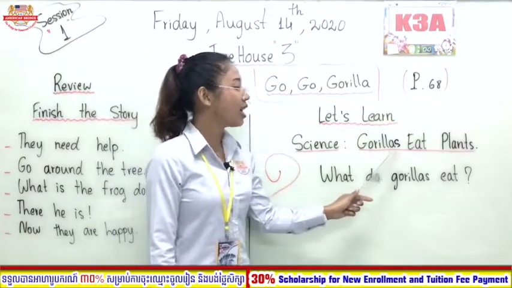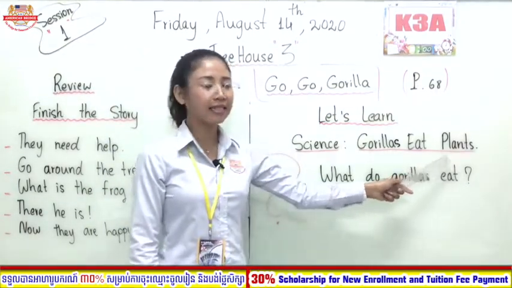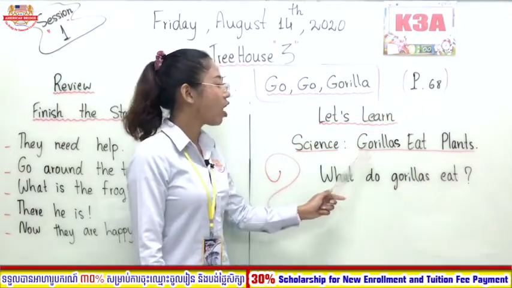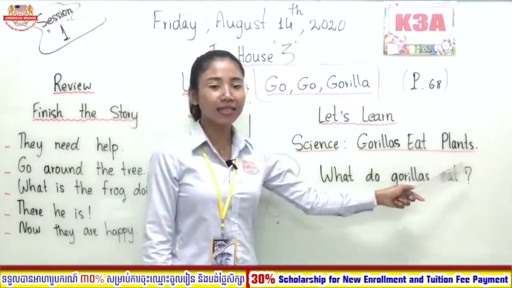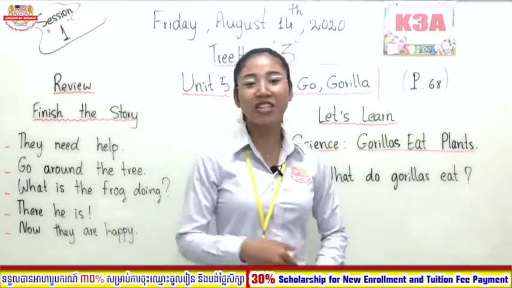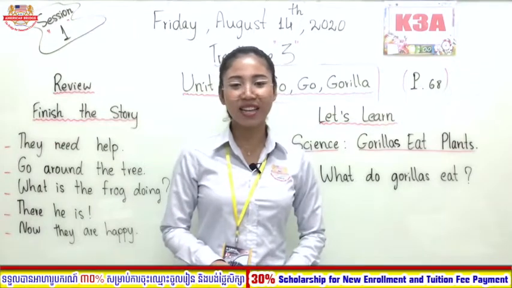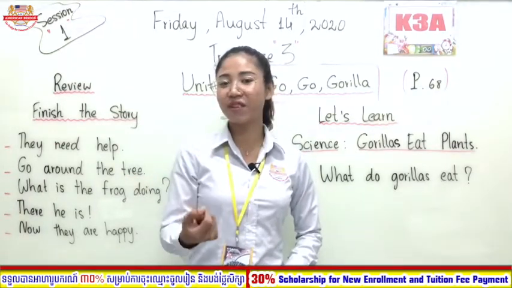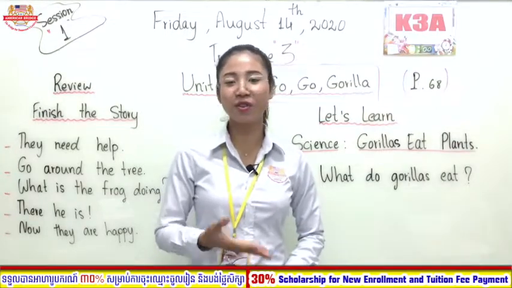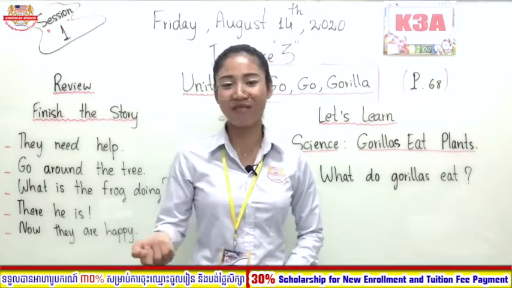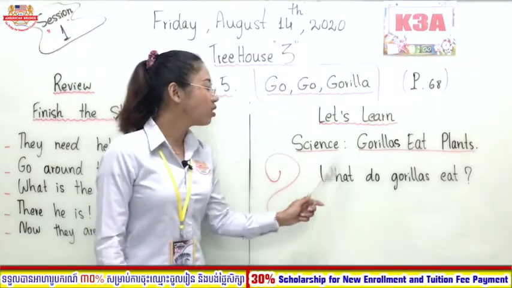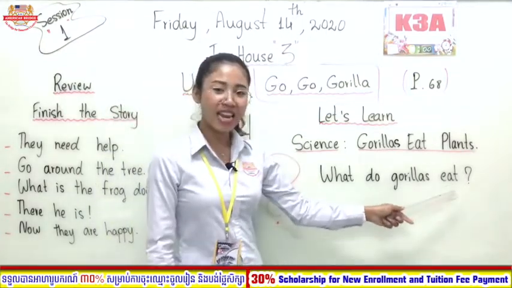Science. Gorillas eat plants. Everyone, do you know plants? Plant is just like tree, grass, I mean the nature from the green, right? Okay, good. Like tree, like grass, something like that, we call plants. All right, what do gorillas eat?